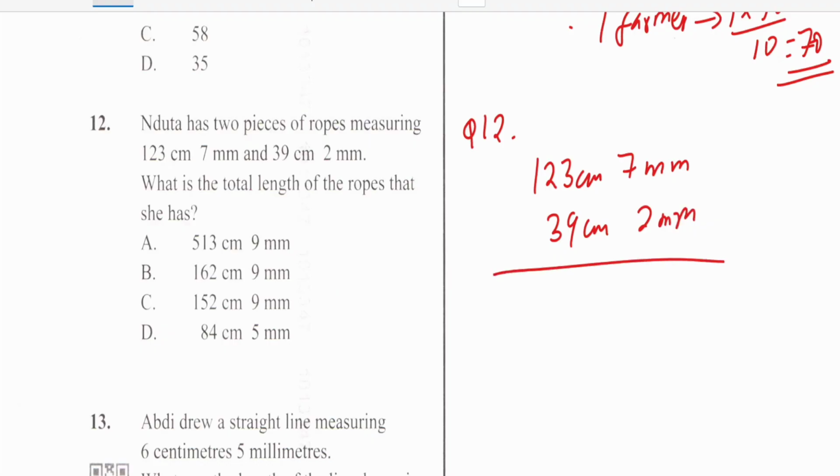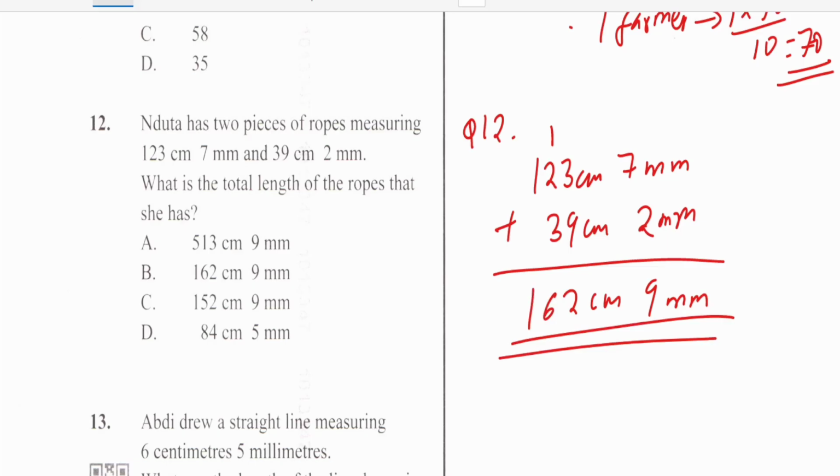So add those up. 7 plus 2 gives you 9, so it's 9 millimeters. 3 plus 9 gives you 12. Carry 1, 3 plus 3, 2 plus 1 is obviously 3, 3 plus 3 is 6, so it gives you 162 centimeters and 9 millimeters. If it was 19 millimeters, then you could have taken the 1 and carried it forward to the 3. So this is your answer.